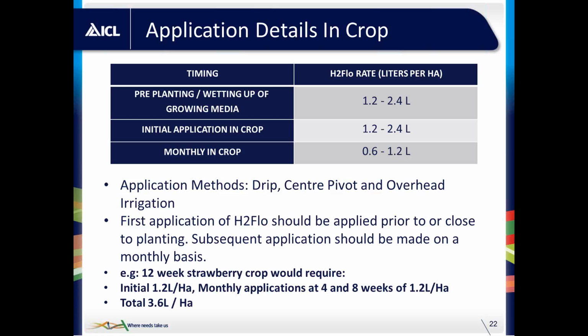The application methods, as I mentioned, are through the drip, centre pivot, or overhead irrigation, with the first application prior to or close to planting. Subsequent applications should be made on a monthly basis. So for example, for a 12-week strawberry crop, you'd make an initial application of 1.2 litres, and then monthly applications at 4 and 8 weeks of 1.2. So you'll be looking at a total of 3.6 litres a hectare for that 12-week crop.